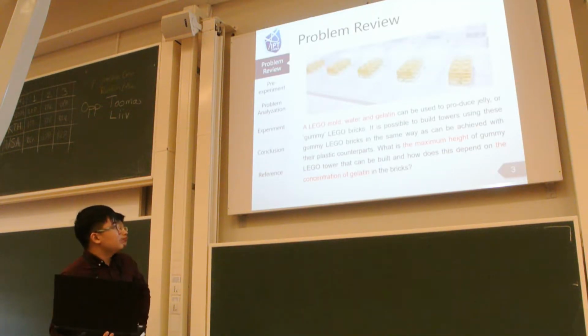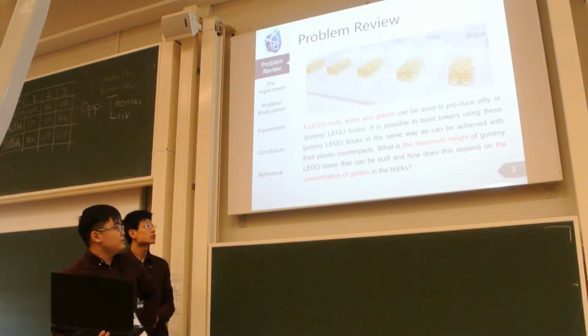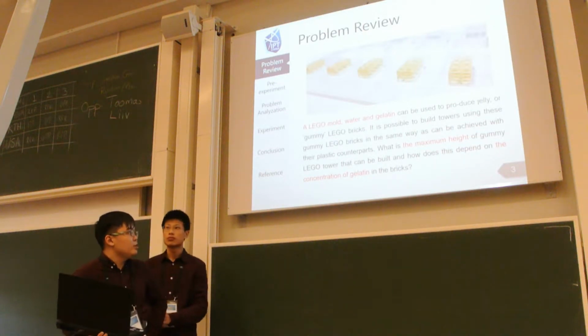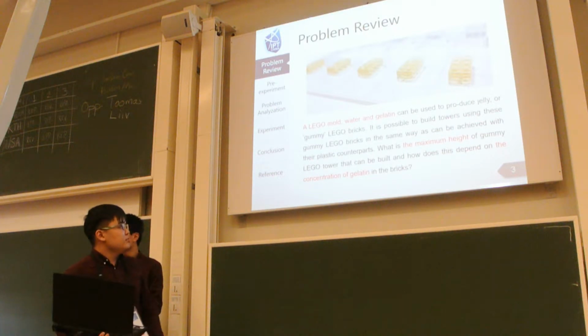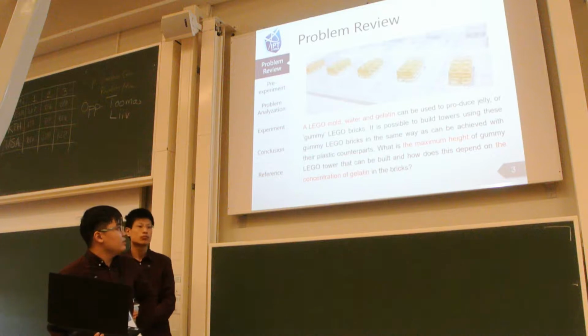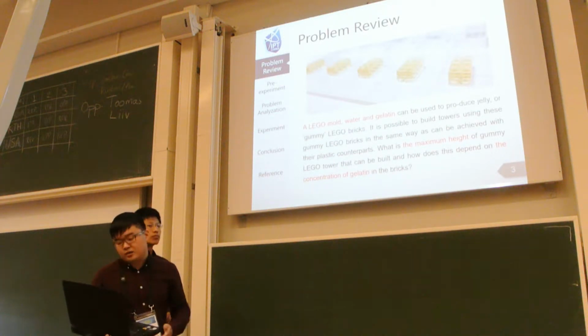A Lego mold, water and gelatin can be used to produce jelly or gummy Lego bricks. It is possible to build towers using these gummy Lego bricks in the same way as can be achieved with their plastic counterparts. What's the maximum height of gummy Lego tower that can be built, and how does this depend on the concentration of gelatin in the bricks?